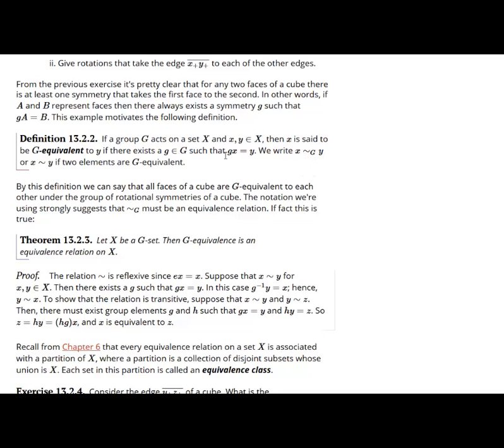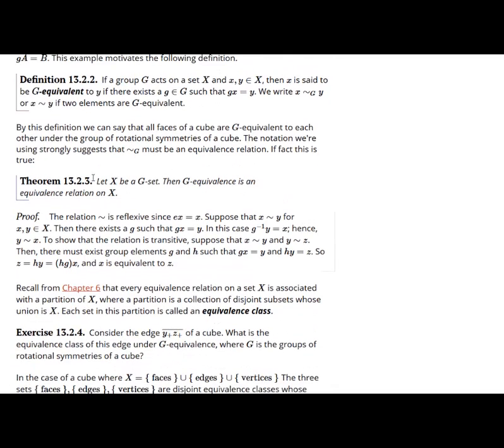Now, in our cube example you should think that the g's are rotations and x and y are elements of the cube. So, for instance, I just finished mentioning that this edge x plus y plus can be taken to x minus y minus by a rotation. That means x plus y plus is G equivalent to x minus y minus. So I could write that x plus y plus is equivalent, twiddle G, x minus y minus with a bar over it. You can see that basically edges are equivalent to edges, corners are equivalent to corners, and so on. This theorem actually proves that G equivalence is an equivalence relation.